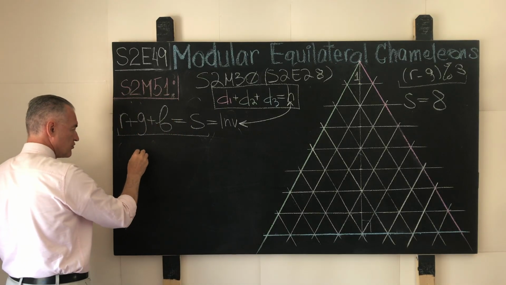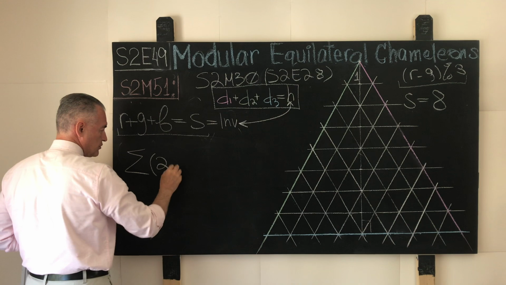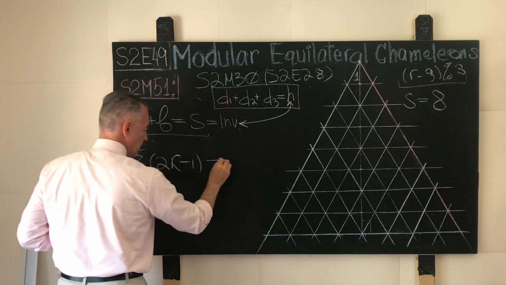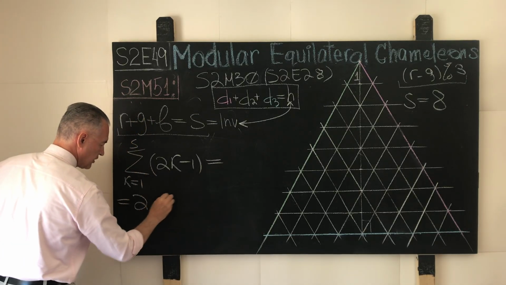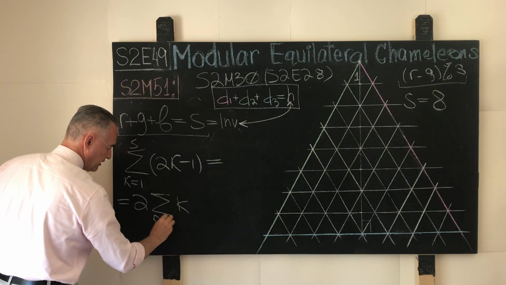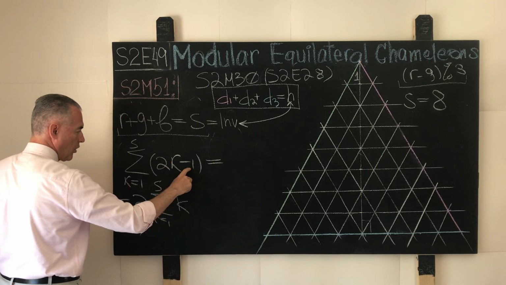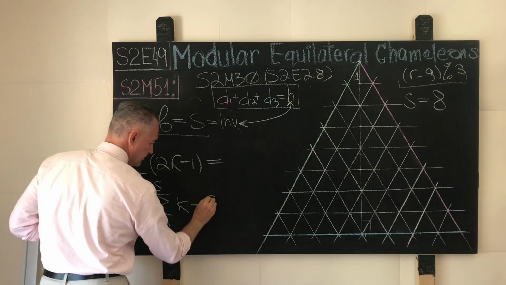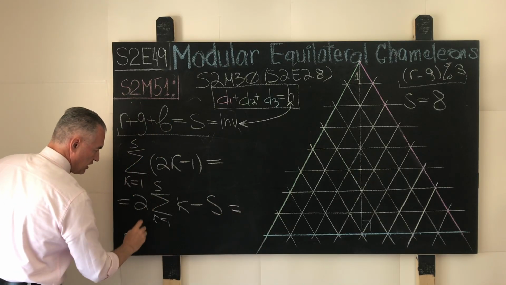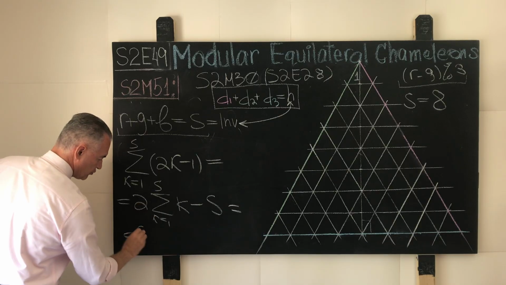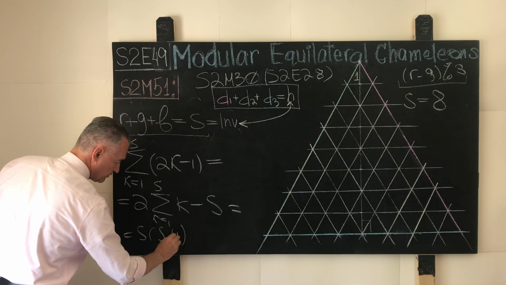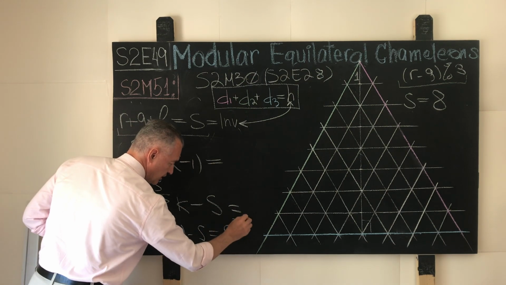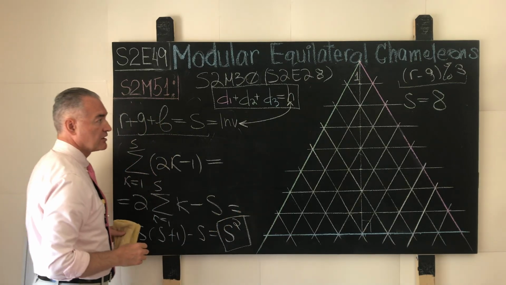So what do we have for the number of triangles? We have 2k minus 1, where k varies from 1 to s. This will be 2 times the sum of k, where k varies from 1 to s, minus 1 unit taken s times, minus s, and this will be what? 2 times s times (s plus 1) over 2, minus s, which is s squared plus s minus s, equal to s squared. This is again kindergarten variety computation.